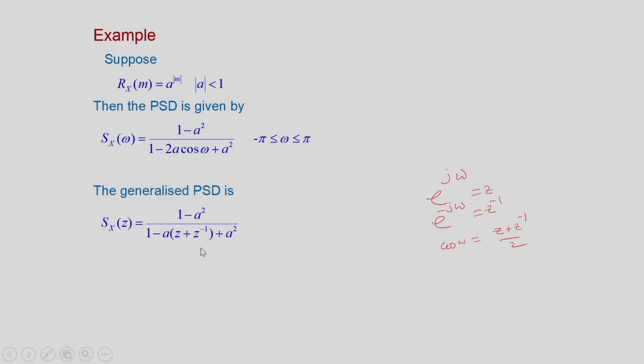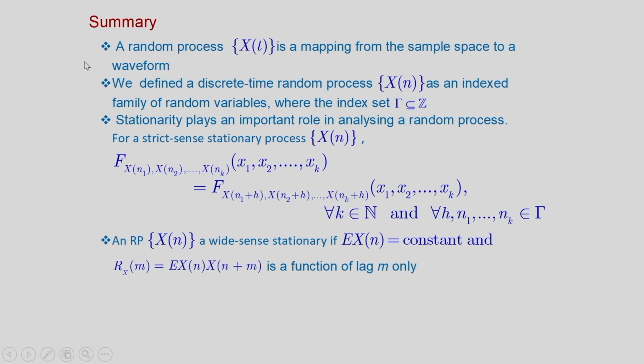So, that way we introduced the power spectrum and the generalized power spectrum. Power spectral density is also called power spectrum, and let us summarize. A random process x(t) is a mapping from the sample space to a waveform. So, this is one important point. We define a discrete time random process x[n] as an indexed family of random variables, where the index set tau is a subset of Z. We can take Z as the index set. This Z is the set of integers.